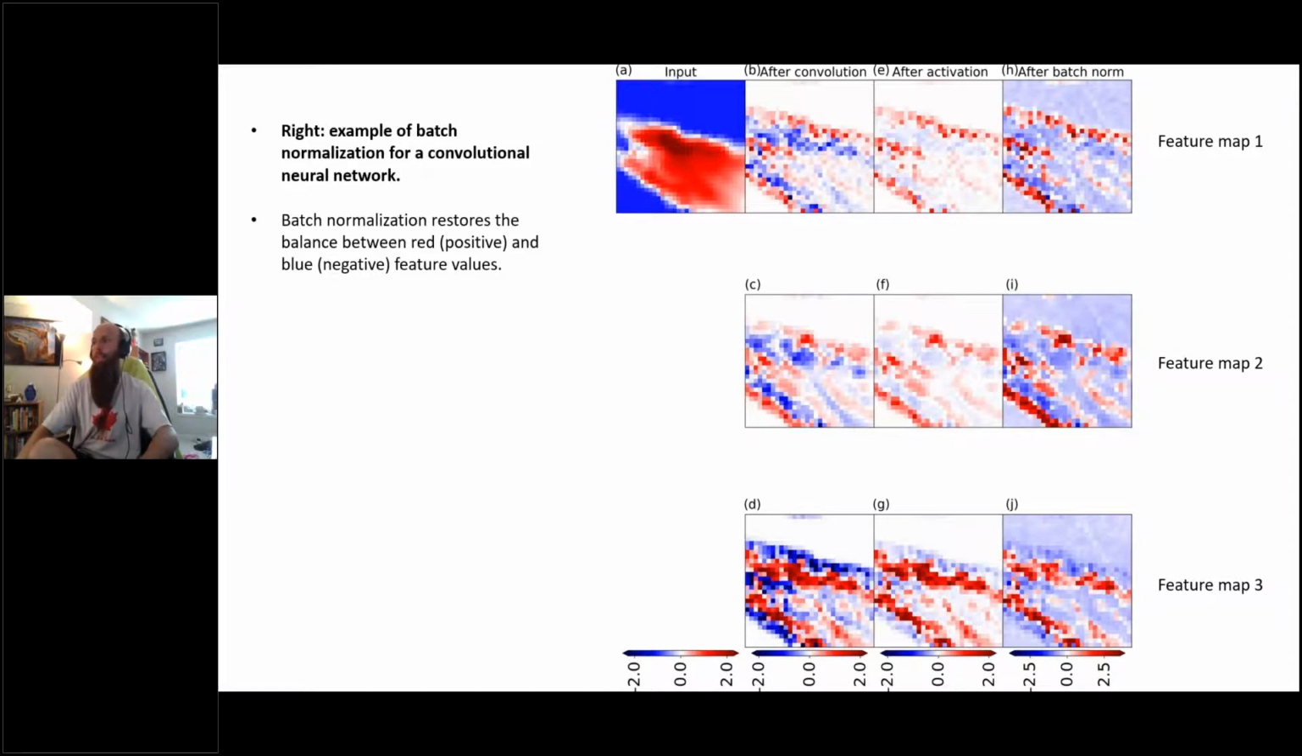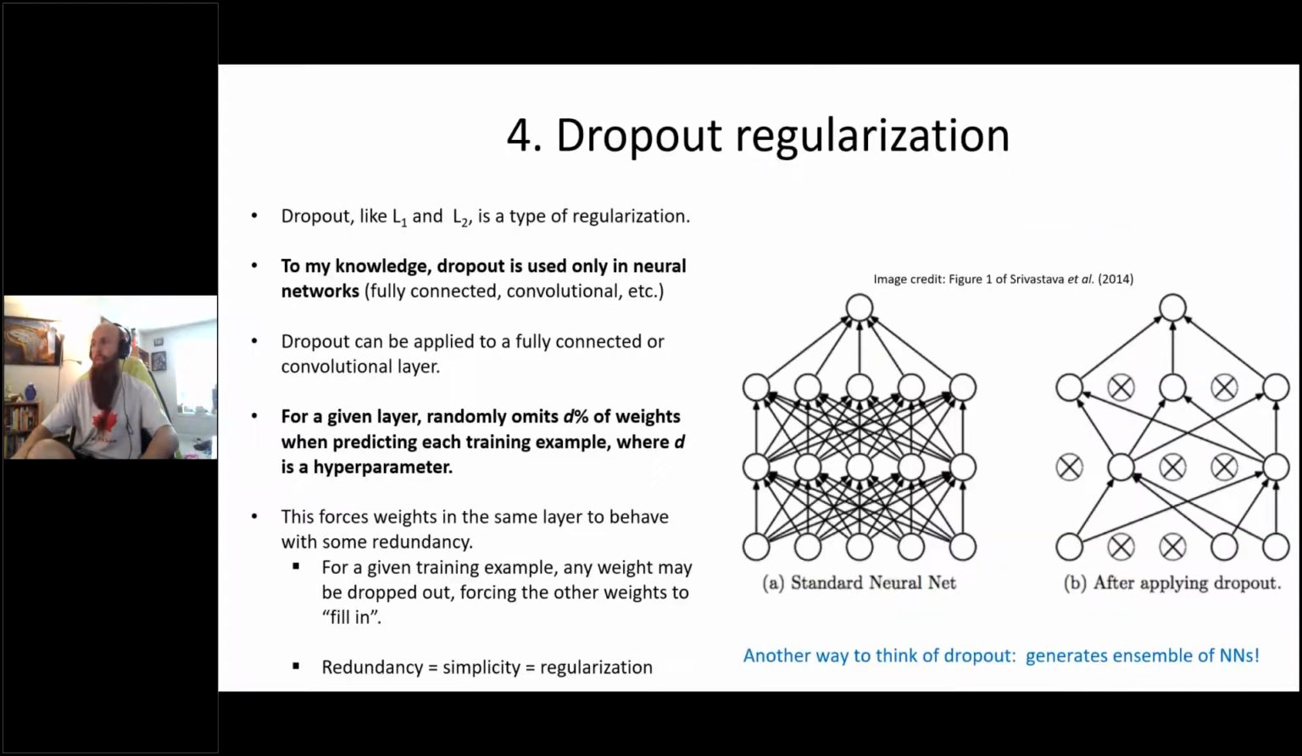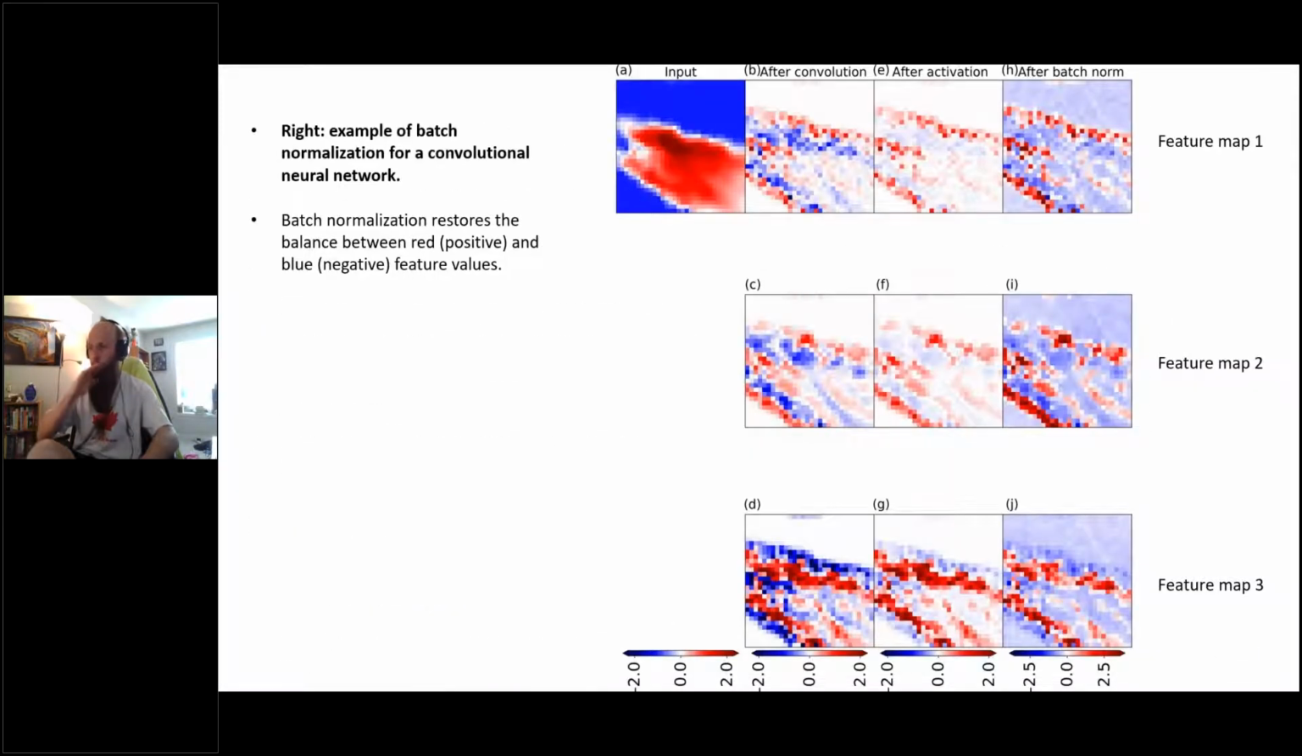So this figure is analogous to the one that I showed you a few slides back, except I've just added a new column. So in this figure, you have panels A through J. A through G are the same thing. So there's this input image, which is a normalized radar reflectivity. And then the second column is showing what the feature maps look like after convolution. The third column is showing what the feature maps look like after applying a leaky ReLU activation.